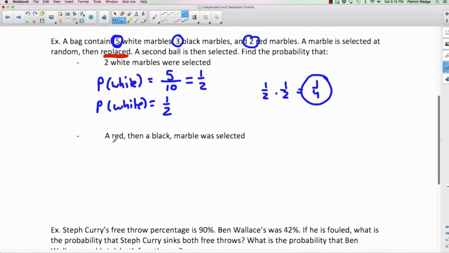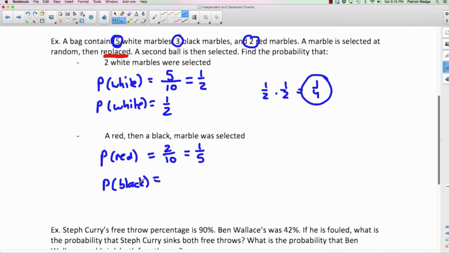Okay, we want to try getting a red, then a black. How do we do it? We've got to get the probability of a red and the probability of black. So how many marbles are there? Well, it's the same. We start with the 10 marbles. And how many favorable ones are there if we're looking for red? Red, 2, right here, 2. 2 over 10, put it in lowest terms, 1 over 5.